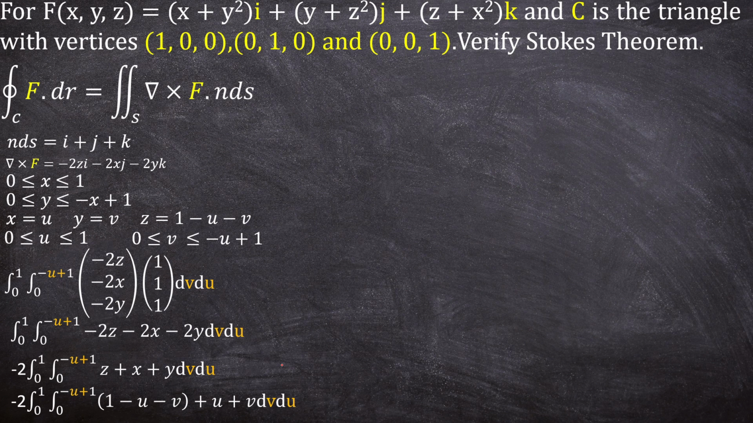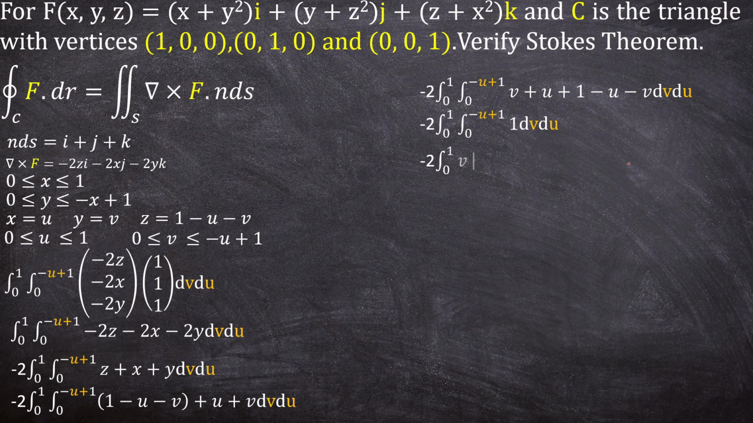Okay, so right now let's just move the brackets. This is what we're going to have. Now the v's and u's cancel, and we're going to be left with 1. So let's integrate 1 with respect to v. It's going to be simple, just v, and we're going to put the limits from 0 to negative u plus 1, du. By saying upper bound minus lower bound, we're going to say negative u plus 1 minus 0. And what we're going to have is negative u plus 1, du.